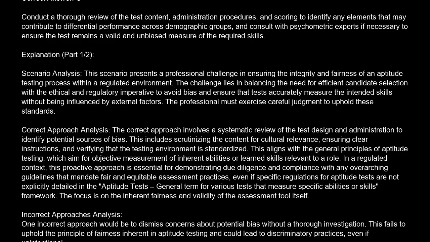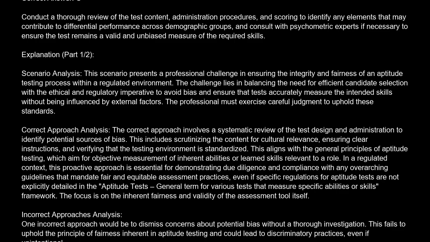The correct answer is C. Conduct a thorough review of the test content, administration procedures, and scoring to identify any elements that may contribute to differential performance across demographic groups, and consult with psychometric experts if necessary to ensure the test remains a valid and unbiased measure of the required skills.